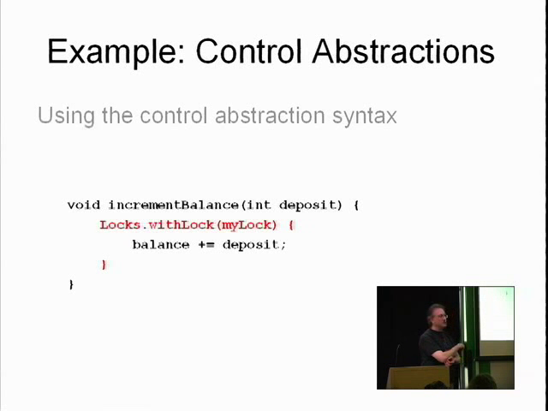So this is what you get using the control invocation syntax: locks.withLock, pass the lock, and then as a final extra parameter, we pass the closure that actually does the work that we want to be controlled by the lock. So now, not only does it act like a built-in statement, but it looks like a built-in statement. But you know it's not a built-in statement because this is not a statement keyword, right?